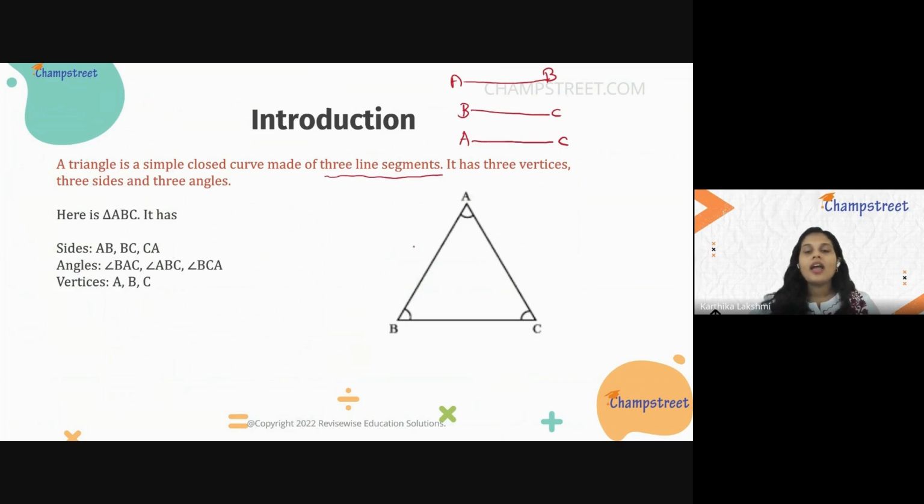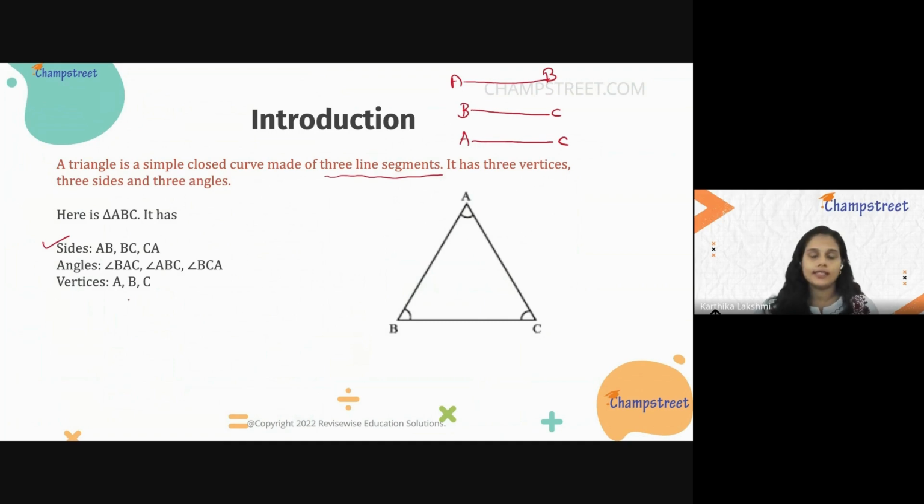Got it? And what are the properties? A triangle has three vertices, three sides, and three angles. First, I'll talk about sides. Okay, what are the sides? Those line segments are the sides of the triangle, such as here AB is one of the sides, BC is one side, and AC is another side. So sides means what? AB, BC, and CA or AC. Okay, these are the sides of a triangle. So a triangle has three sides.